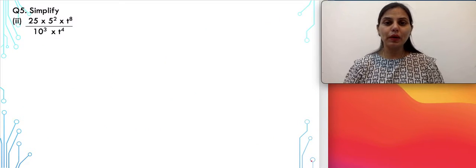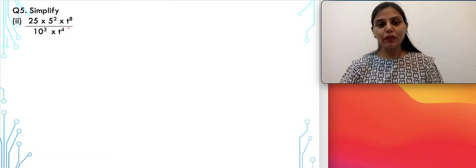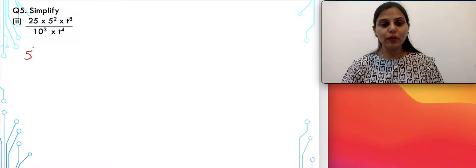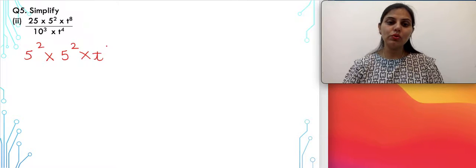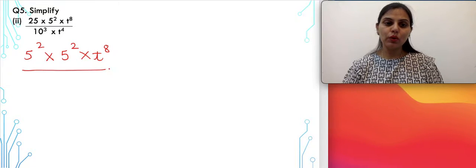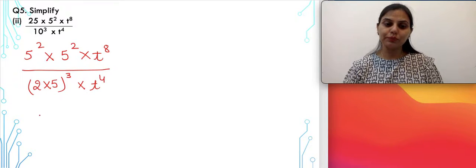Moving on to the next part now. Here 25 can be written as the square of 5. So let's write this as 5 raised to the power 2 multiplied by another 5 square is there multiplied by t raised to the power 8 whole divided by. Now 10 can be written as a product of 2 and 5, and outside the bracket the power is 3 multiplied by t raised to the power 4.